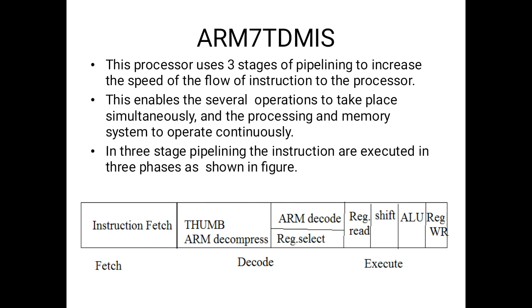The 3 stages of pipelining in ARM architecture are shown in the figure. Number 1, instruction fetching, decoding and executing. In fetching, the instruction is being fetched. In decoding, Thumb instructions are decompressed and ARM decodes those instructions and selects the register to save those decoded instructions. In the execution phase, the register reads those instructions which have been decoded, and then execution is done by ALU and barrel shift registers, and then the result is written on the specified register.